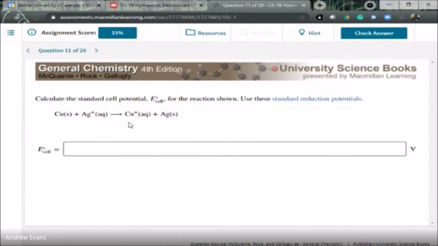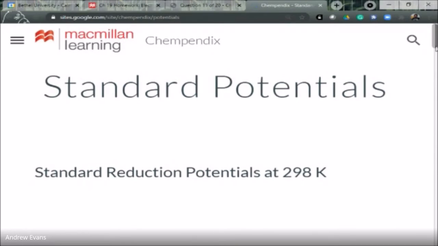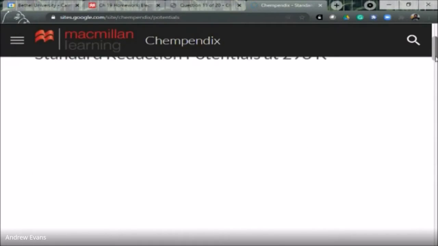So if you're given an equation like this one, copper plus silver+ goes to copper+ and silver solid, never assume that it's going to be positive. Whenever you're given a chemical equation, you look it up and you do the math. So I'm going to pull this up. I do not have these numbers memorized. There's one number I have memorized, and that's hydrogen, because hydrogen is conveniently 0.